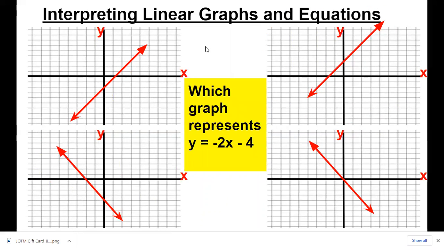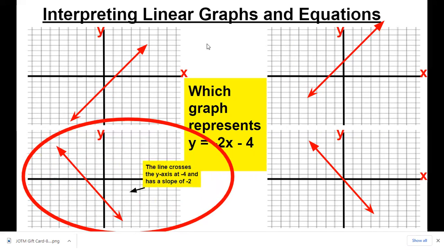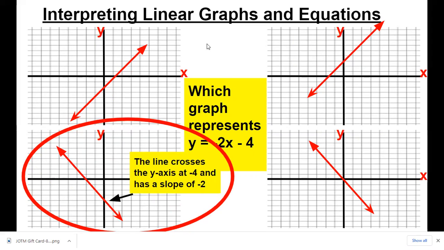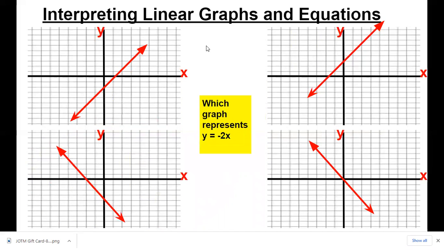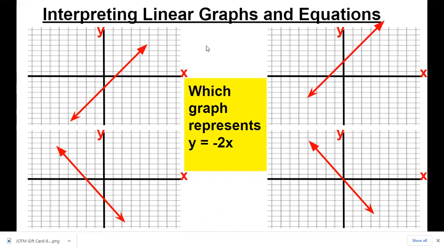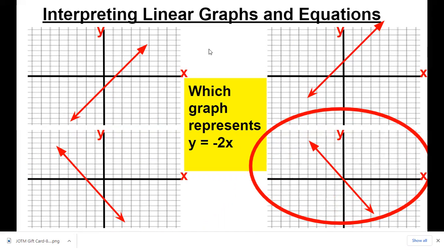Which graph represents y equals -2x minus 4? The -4 is your y-intercept. Exactly, that is where the y-intercept is at, -4. That line is shifted down 4 from the origin. And finally, which graph represents y equals -2x? There is no b. That means the y-intercept is 0. Exactly.